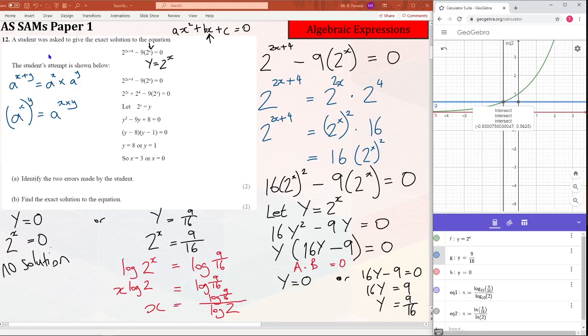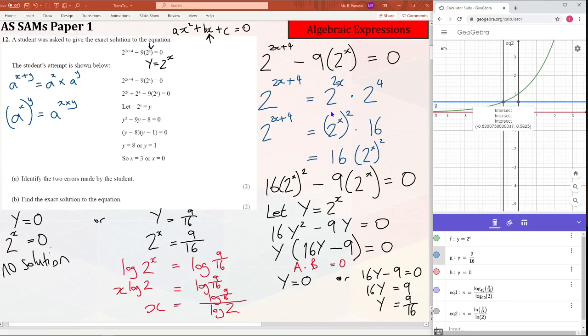Part A, so just to get the marks for part A, where are the mistakes? I can see straight away that one mistake is there, going from line 1 to line 2: 2 to the power of 2x plus 4 is not the same as 2 to the power of 2x plus 2 to the power of 4. It's actually 2 to the power of 2x times 2 to the power of 4. So that's mistake 1. And mistake 2, that's pretty easy if you think about it. 2 to the power of 4 is 16. You can see that there. And they've written 8.